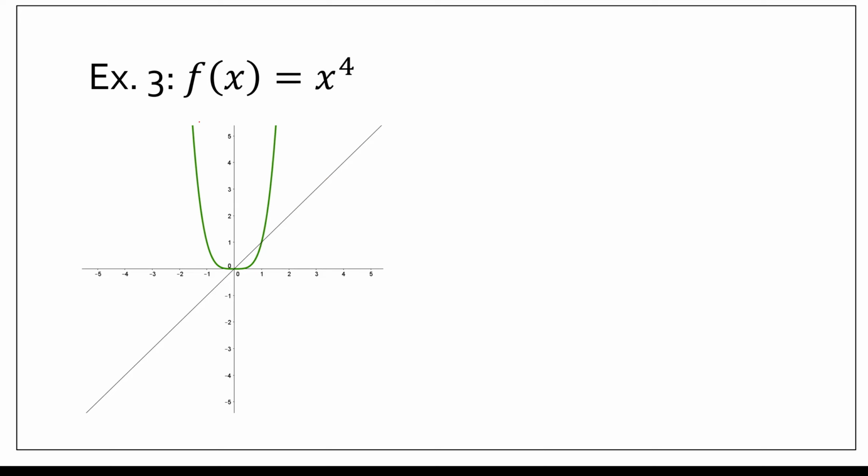Y equals x to the fourth. Here, yes, the vertical lines pass. This function is a function, but if I pass a horizontal line through, now all of a sudden, actually every single horizontal line I pass is touching 2 points at the same time. This means that the inverse is not a function. Inverse, not a function.